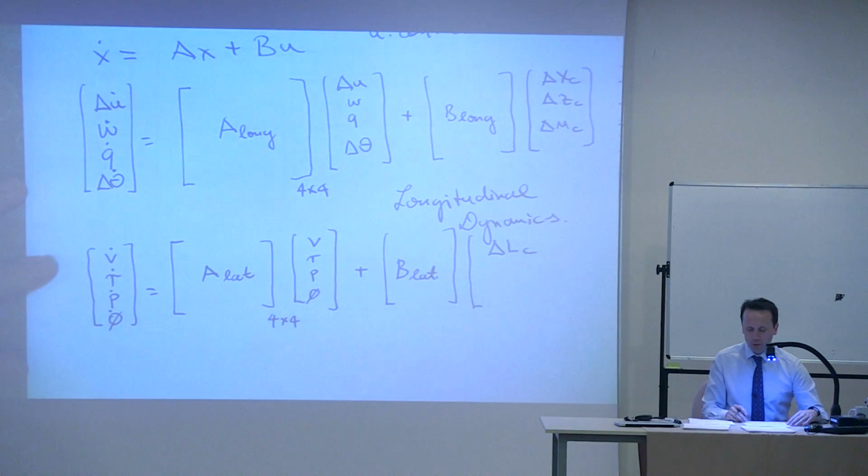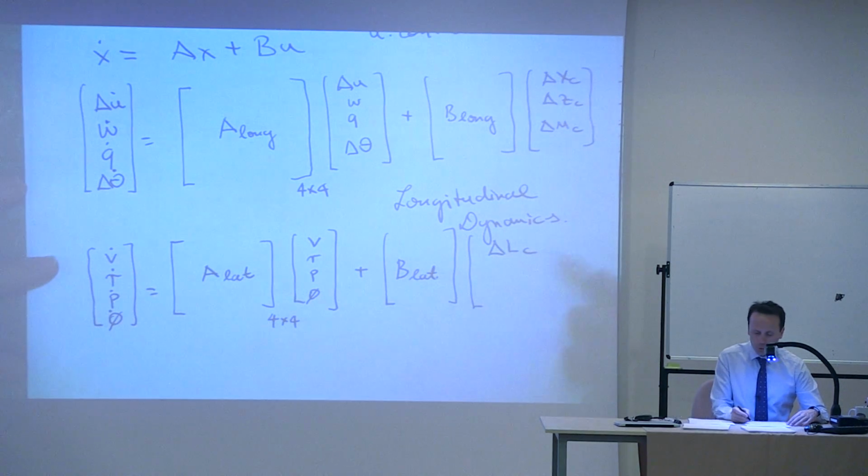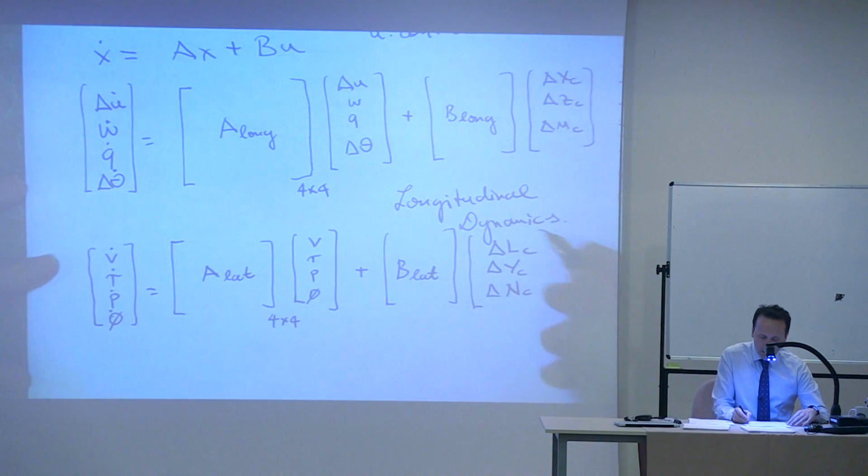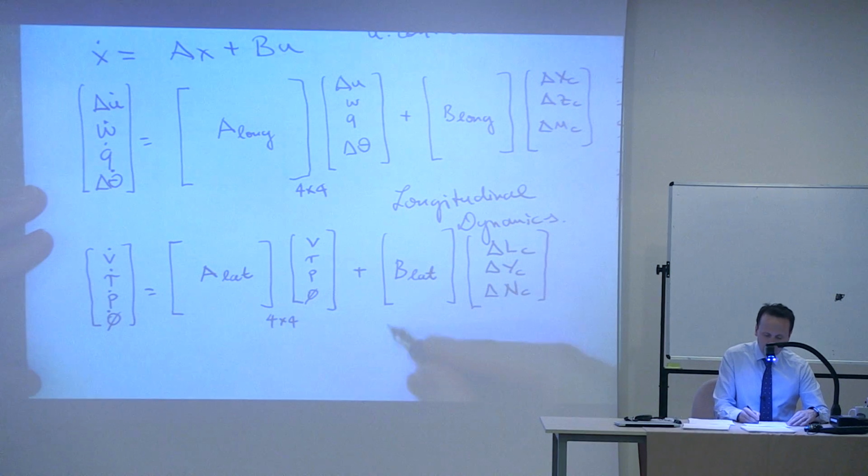the rolling moment coming from the control, basically from the pilot, delta y coming from the pilot, and delta nc again coming from the pilot. And this one we would call the lateral dynamics.